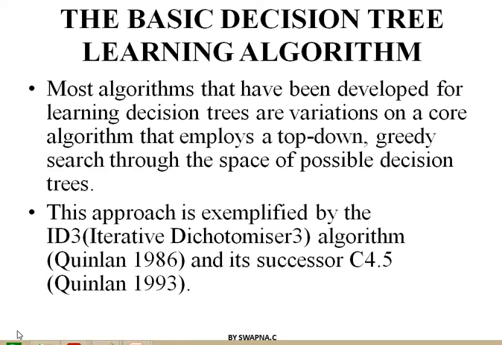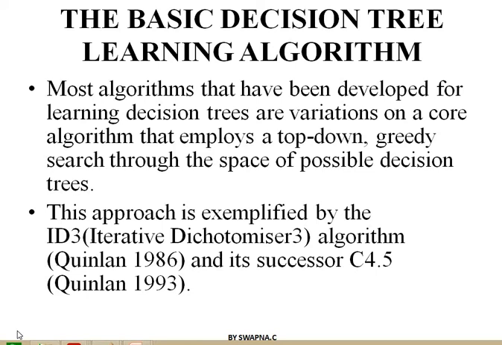Most algorithms that have been developed for learning decision trees are variations on a core algorithm. So it will take the basic concept of decision trees, and some variations are there. Most algorithms use the decision tree learning concept as well as employing some other properties. Here we are going to learn about that type of learning algorithm.